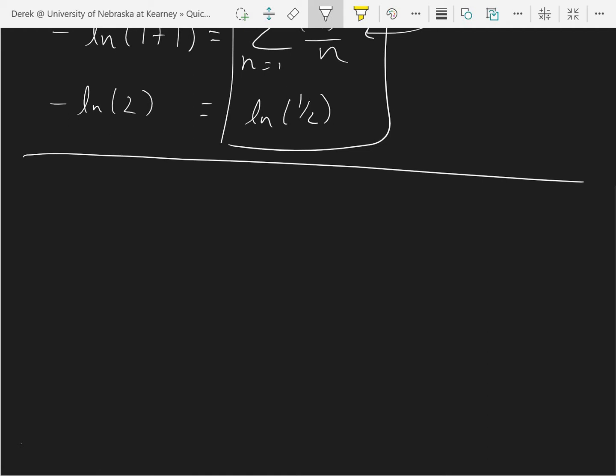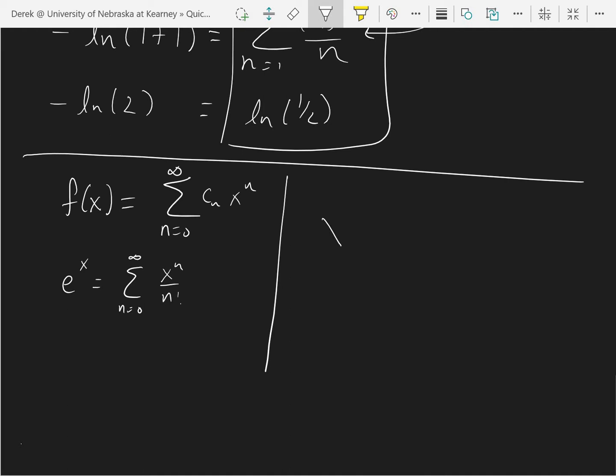A couple other things that we can do with series: let's say f of x is equal to the sum from n equals 0 to infinity of c sub n x to the n. For example, I have e to the x is equal to the sum from n equals 0 to infinity of x to the n over n factorial. What if I wanted a Taylor series for e to the x squared? Do I have to go through and find all of the derivatives of e to the x squared?